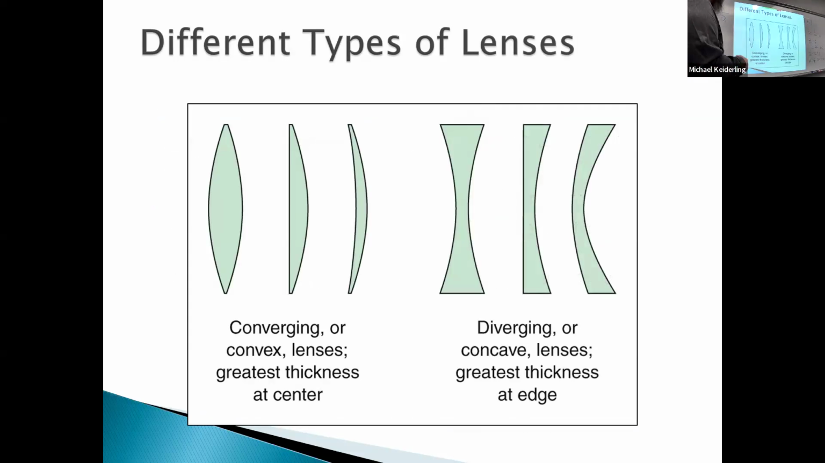So these are converging or convex lenses. Their greatest thickness is at the center. These are diverging or concave lenses. Their greatest thickness is at the edge.